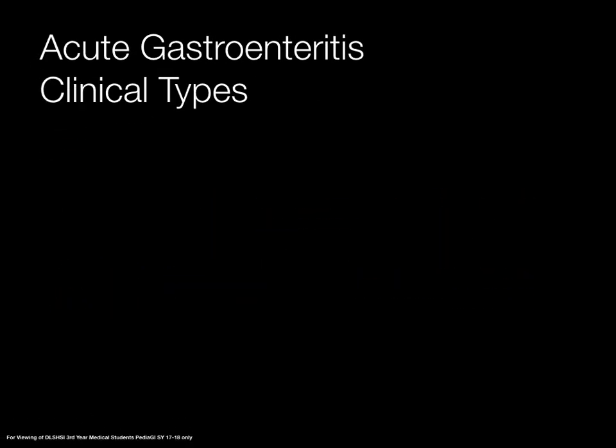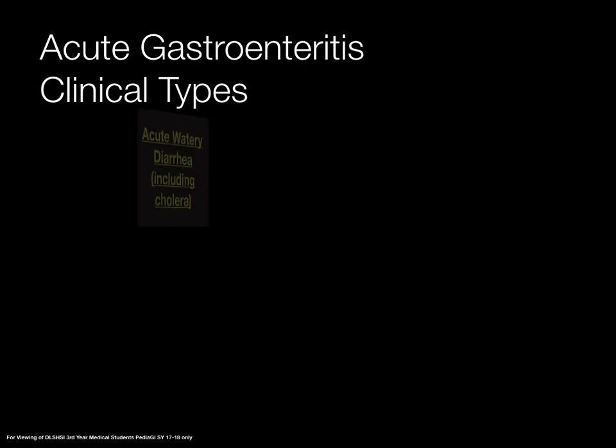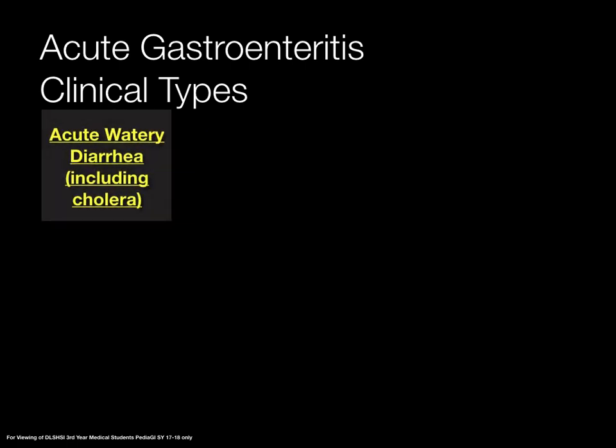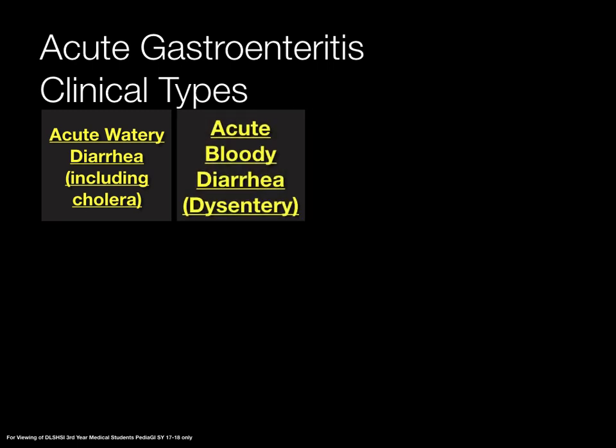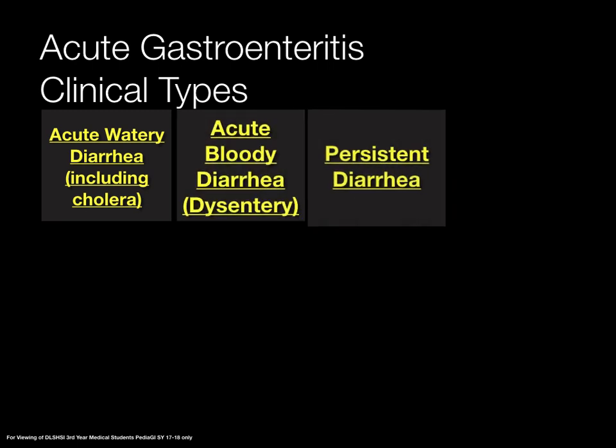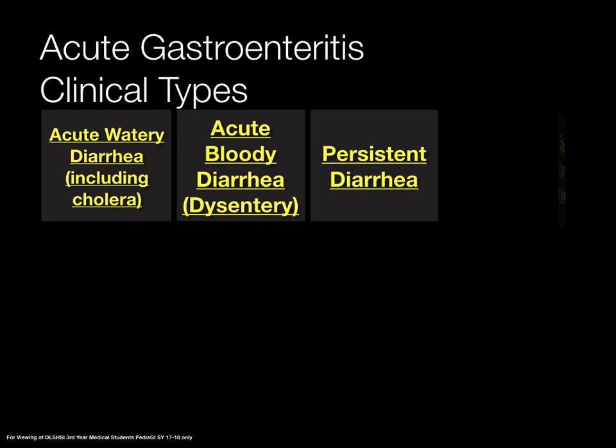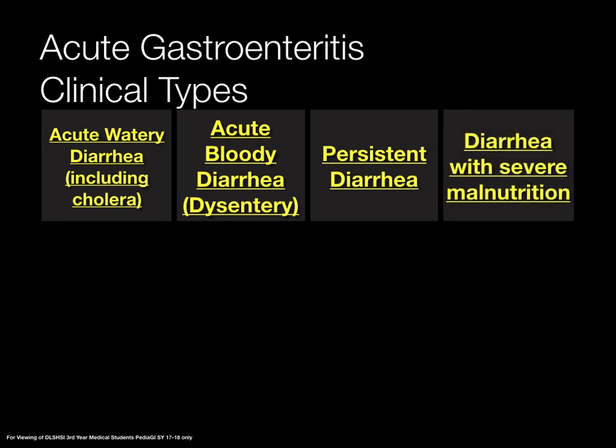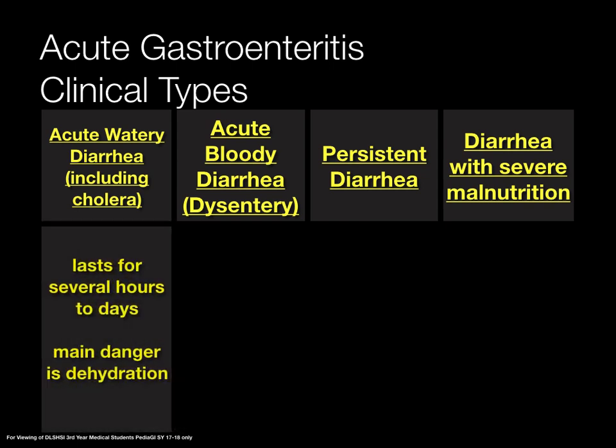The clinical types are, there are four clinical types of acute gastroenteritis: acute watery diarrhea, including cholera; acute bloody diarrhea or dysentery; persistent diarrhea; and diarrhea with severe malnutrition. Acute watery diarrhea lasts for several hours to days. The main danger is dehydration.